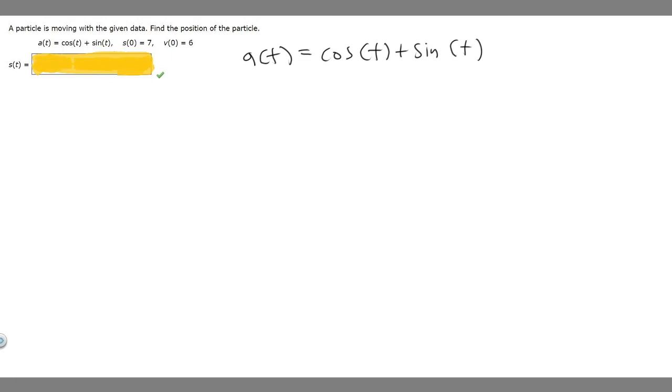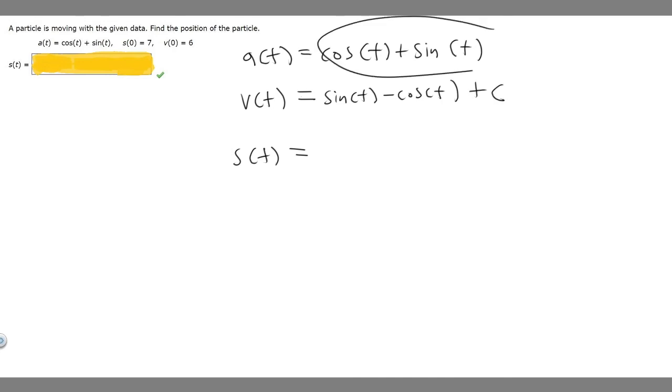So we know that the antiderivative of an acceleration function is a velocity function, and then the antiderivative of a velocity function is a position function. And so what we're trying to find is the position function. What we've got to do first is find the antiderivative of this function here. The antiderivative of cosine is sine, so we have the sine of t. The antiderivative of sine is minus cosine, so minus the cosine of t. Then we've got to add plus c, because whenever we take the antiderivative, we've got to add a constant.